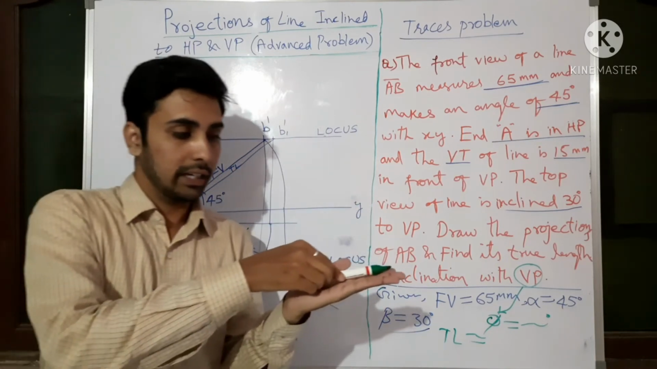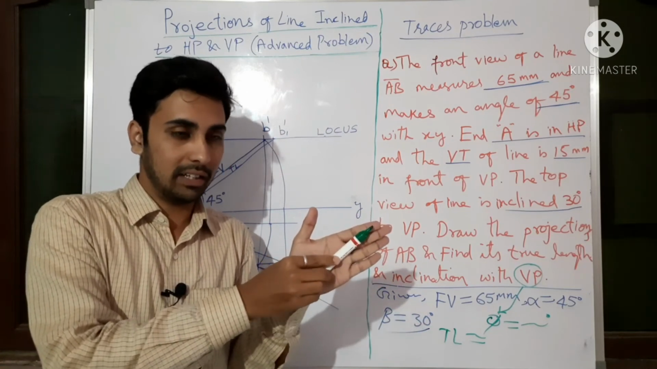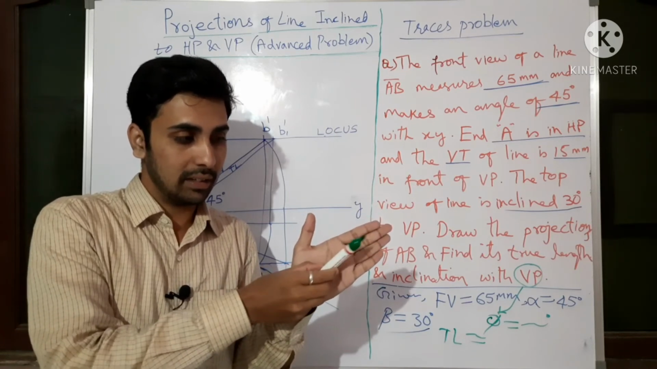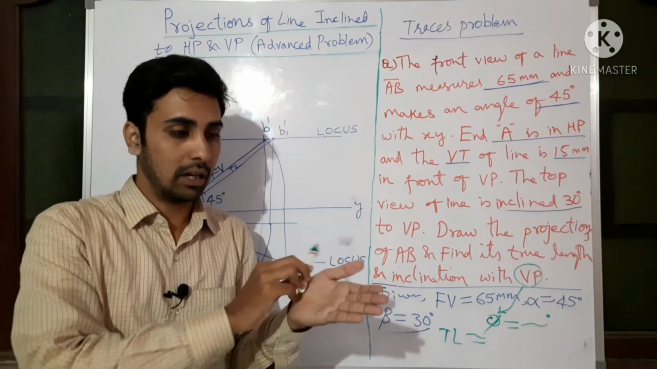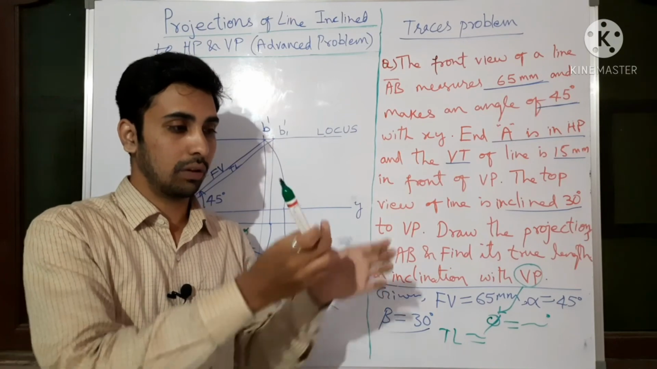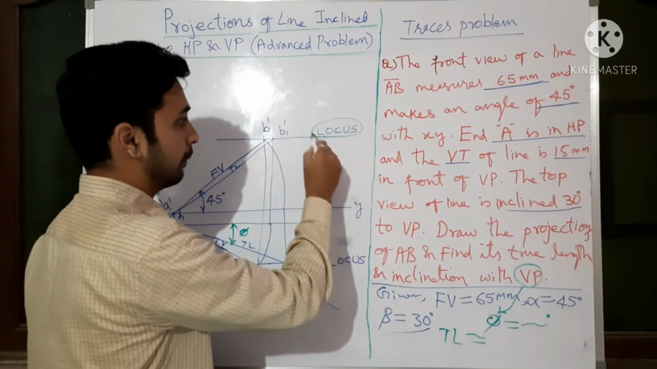Got it? Inclined to HP, of course, with respect to VP it is parallel, that is 0 degree. If you make it incline with respect to VP like this or like this, here and there it is making an arc or circle, or if you see the entire thing, it is forming an imaginary cone over here. So because of that, this locus will come.